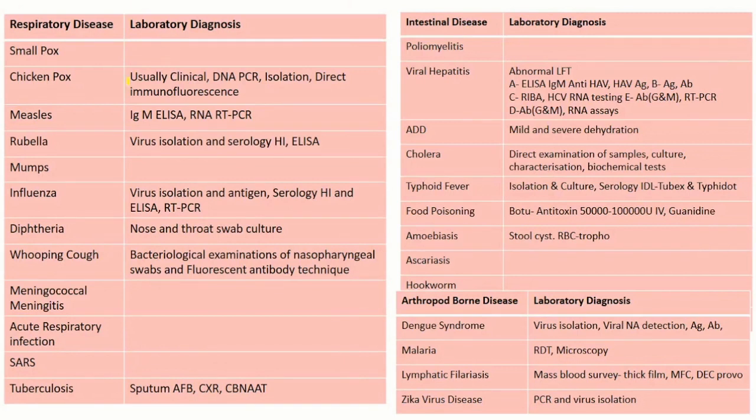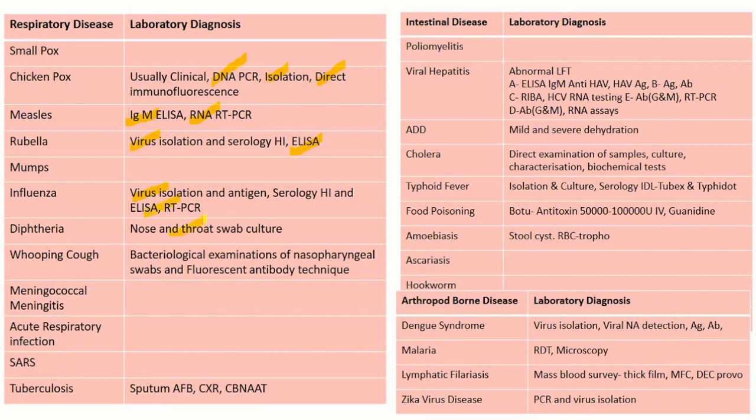For laboratory diagnosis, chickenpox, it will be usually clinical. DNA PCR, isolation, direct immunofluorescence. Measles, IgM ELISA, RNA RT-PCR. Rubella, virus isolation and serology, hemagglutination inhibition, ELISA. For influenza, it is virus isolation and antigen, serology, ELISA and RT-PCR.